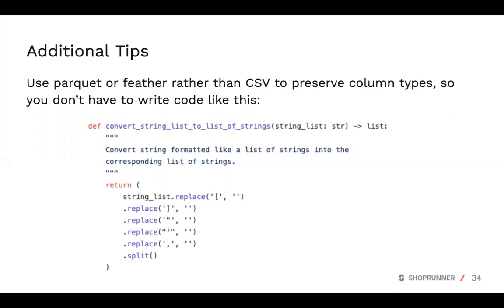But the annoying thing is if you write that data to CSV and then read it back in, it gets read back in as a string that looks like a list, but it's not actually a list. You don't have that problem if you use Parquet or Feather.